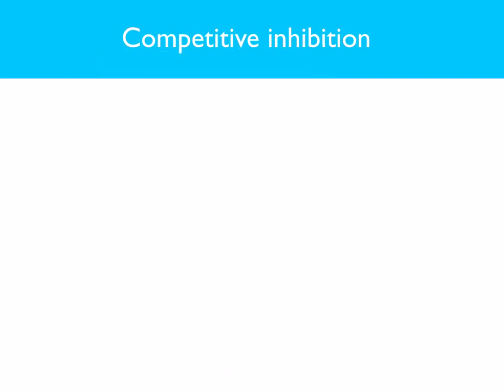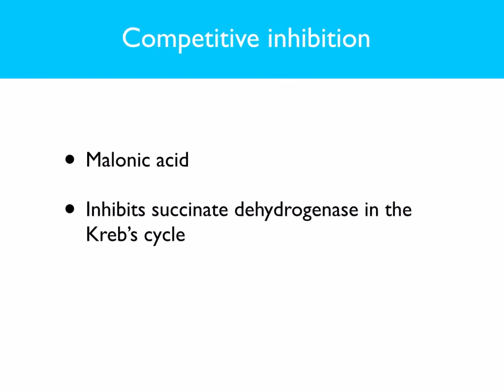Another example of competitive inhibition is malonic acid, and this inhibits an enzyme called succinate dehydrogenase, which you find in the Krebs cycle. And we'll be discussing the Krebs cycle when we get to respiration.